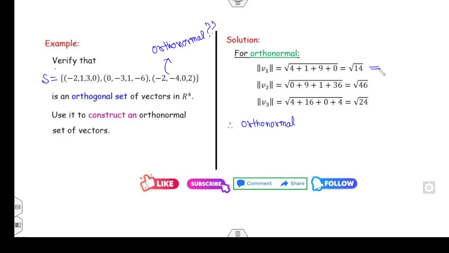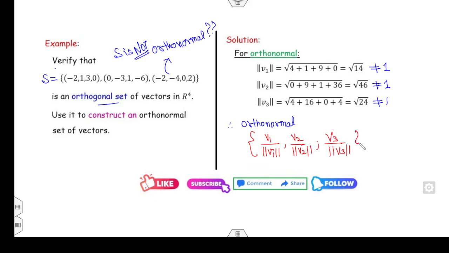No, because they are not equal to 1. Fine. If they are not equal to 1, that means the set S is not orthonormal. And it is orthogonal, so we can construct them. How can you construct them? V1 divided by norm of V1, V2 divided by norm of V2, V3 divided by norm of V3.